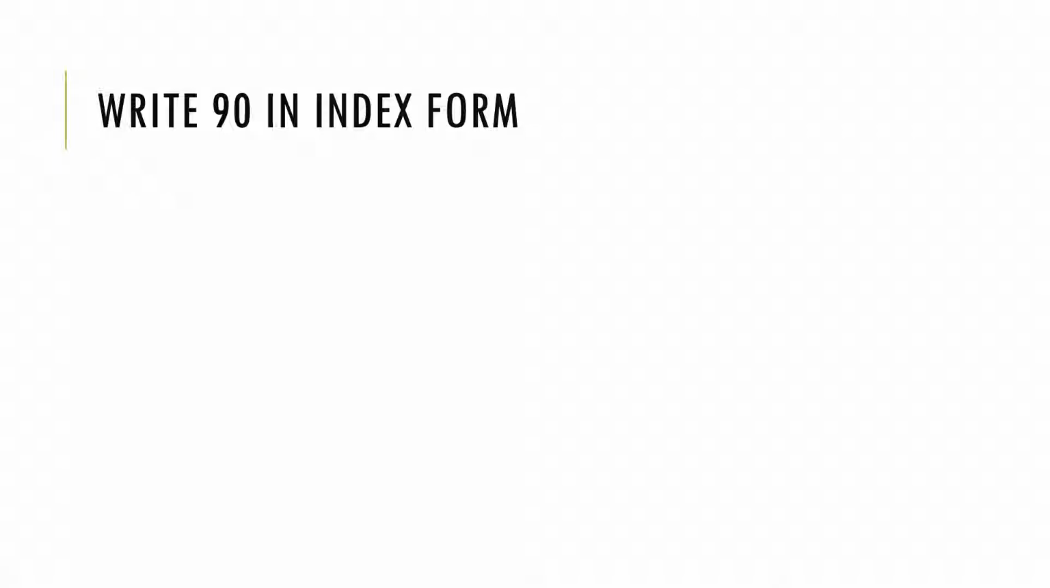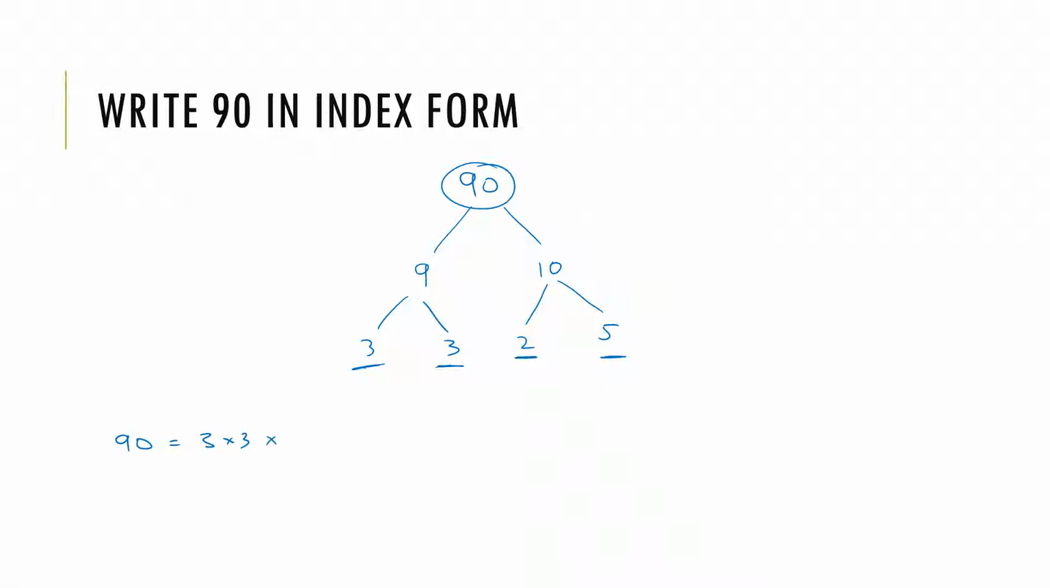Here's another example. Start with 90. We're going to find its factors. So I know that we can do 9 and 10. 9 is going to become 3 lots of 3. These are prime factors. And then 10 is going to be 2 lots of 5, which are also both prime factors. So we can write 90 is 3 times 3 times 2 times 5. If we collect these, we're going to have 3 squared times just 2, and times just 5. So this would be index form.